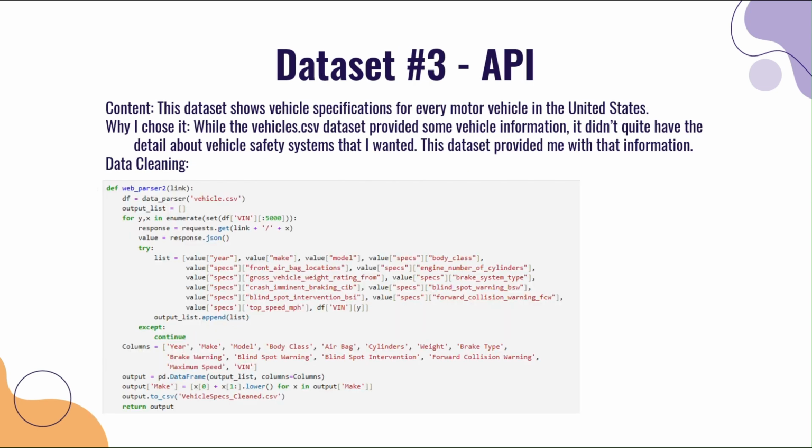And my third and final data set was my API data set, and it showed vehicle specifications for every motor vehicle in the United States. I chose it because it had a lot of information about vehicle safety systems that was not present in the vehicles.csv dataset. Cleaning wasn't too much, but data access was a little difficult because there was a different API for each vehicle type, so I had to do a for loop and call a new API for each vehicle mentioned in the vehicles.csv dataset, as you can see below.